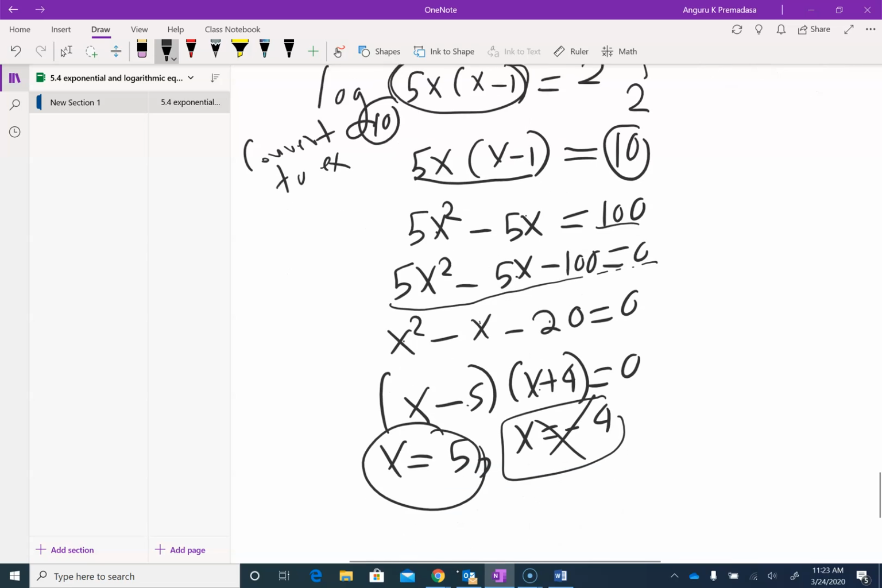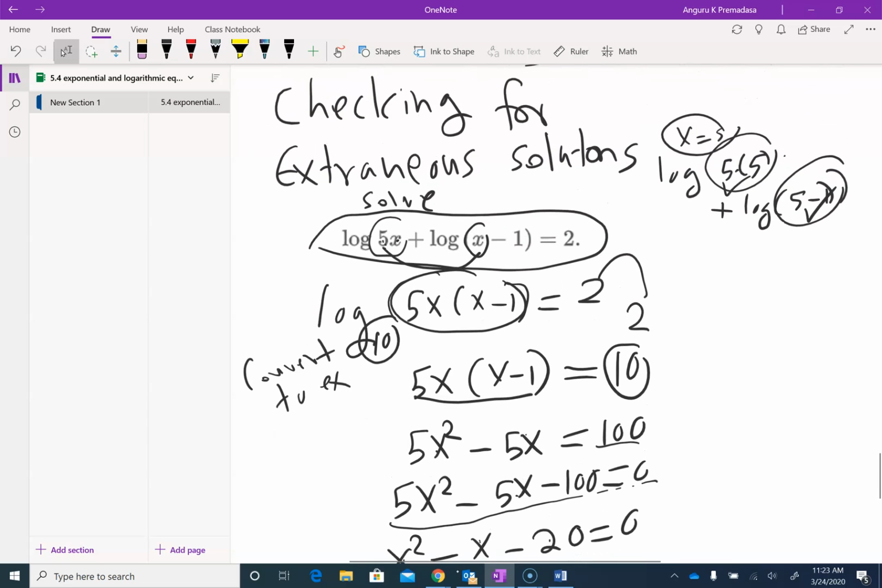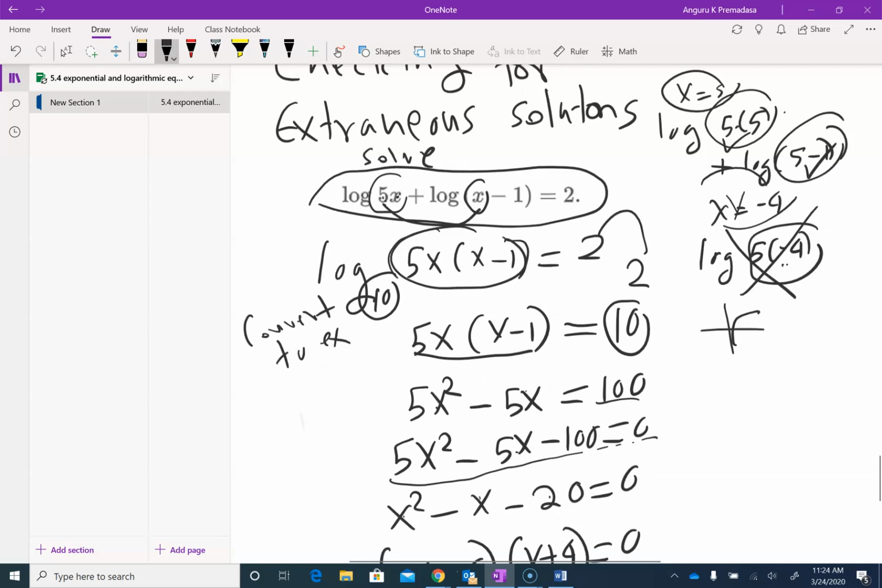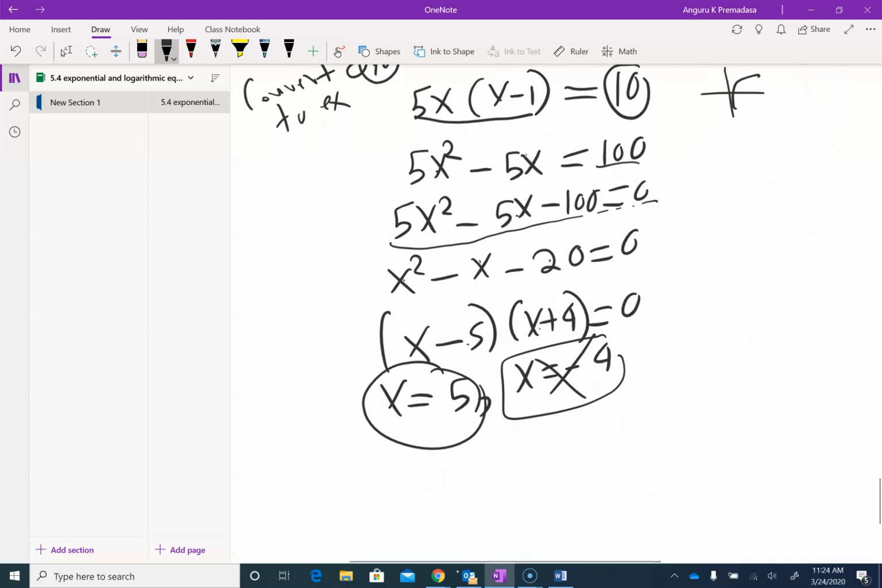But if you put x equals negative 4, we are in trouble, right? Because the moment we put that, we get log of 5 times negative 4, which is not good, because you cannot put a negative inside the log. If you remember the graph, log is always on the positive side. You cannot have a negative input for log. So this is not a valid solution. The only valid solution is x equals 5. This is an extraneous solution.